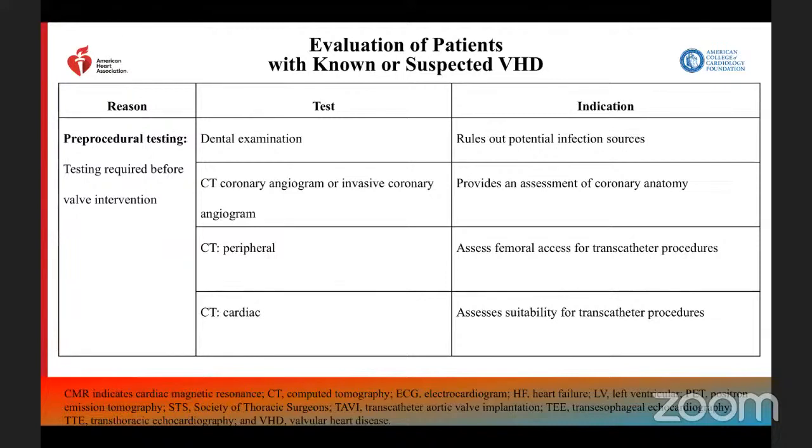Prior to valve intervention, we do a dental examination to rule out potential infection sources. CT coronary angio or invasive coronary angiogram provides an assessment of coronary anatomy, usually CT angio for low to intermediate pretest probability for coronary artery disease. CT peripheral to assess access for transcatheter procedures, and cardiac CT to assess suitability for transcatheter procedures.